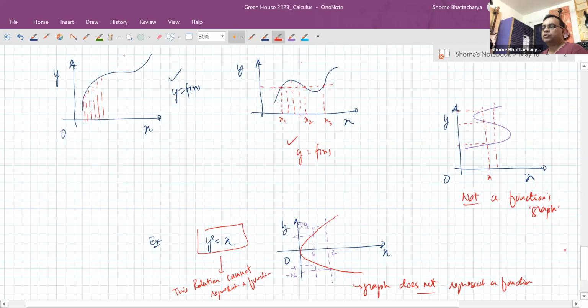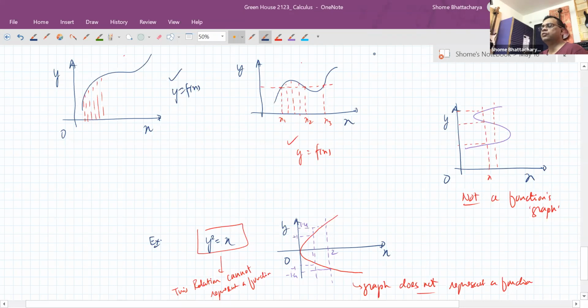Now think of this practically. If this is distance versus time, is it logically possible that at the same instant of time, my object is covering three different distances? It's not possible, no? Time cannot be taken back, but that's distance.